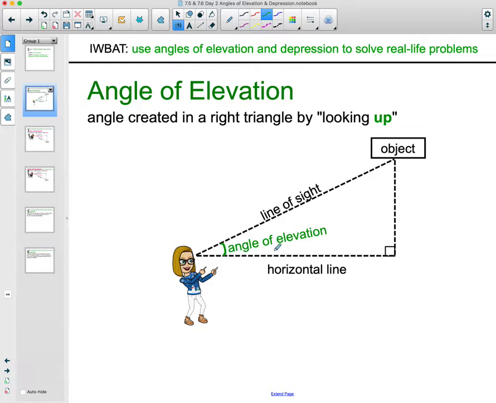If you just look straight forward, that's going to be this horizontal line. You could think of it like a laser shooting out of your eye at the horizontal. Then as you turn your eyes upward to look up at an object, maybe a bird flying or the top of a building, that angle of rotating from the horizontal up to the object is the angle of elevation.